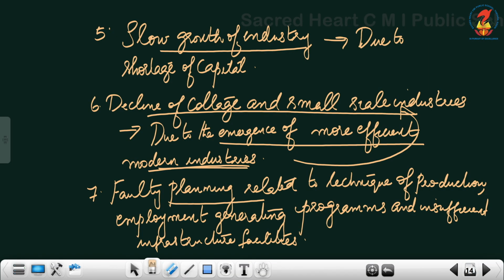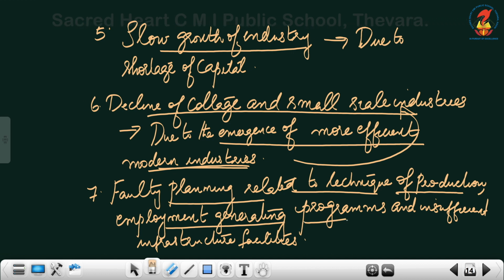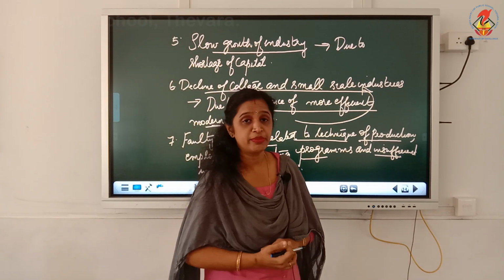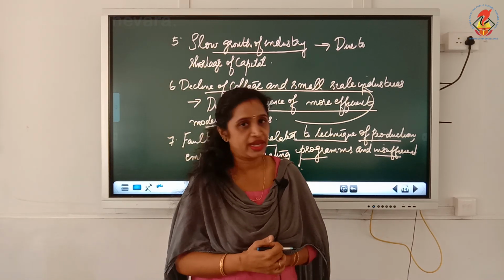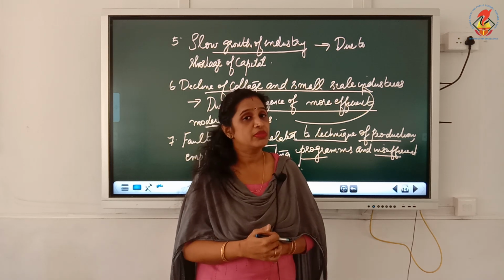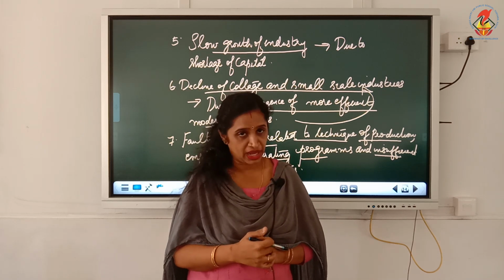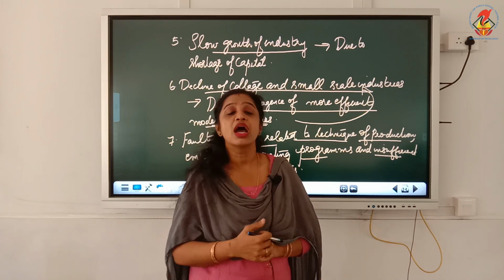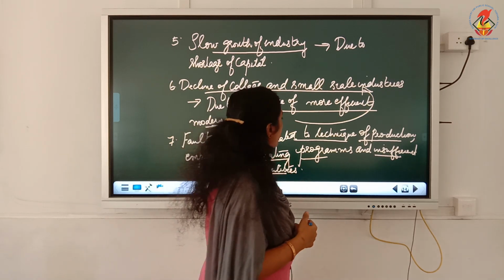Next is faulty planning related to technique of production, employment generating programs and insufficient infrastructure facilities. Faulty planning means faulty economic planning. Now there are some defects with regard to economic planning which has resulted in unemployment. Let us see that one by one.